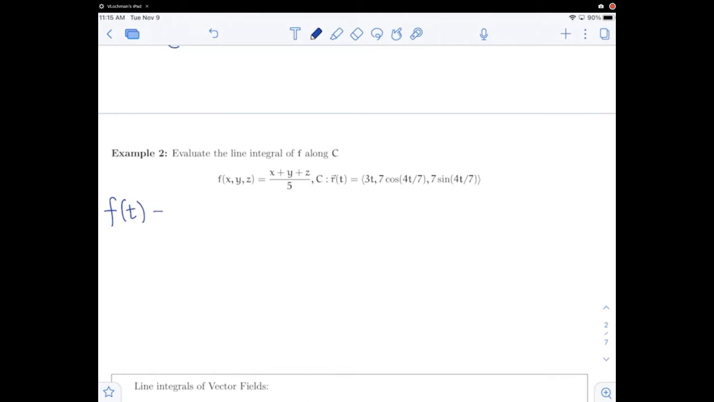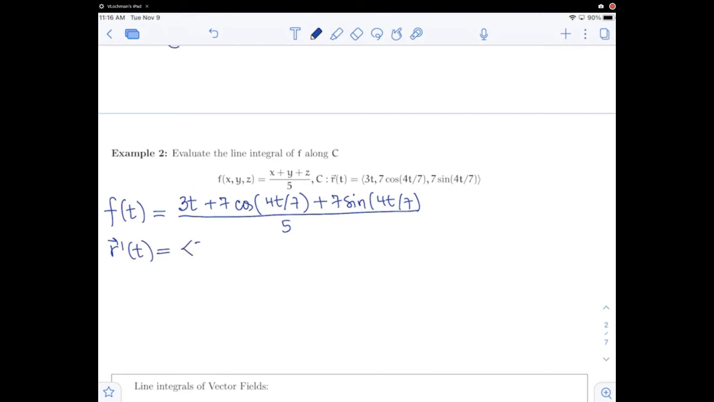Okay, let's see. X is equal to 3t, y is equal to 7 cosine of 4t over 7, and z is equal to 7 sine of 4t over 7. Okay, so the function is pretty simple. So that's our f of t. Now we compute r prime.